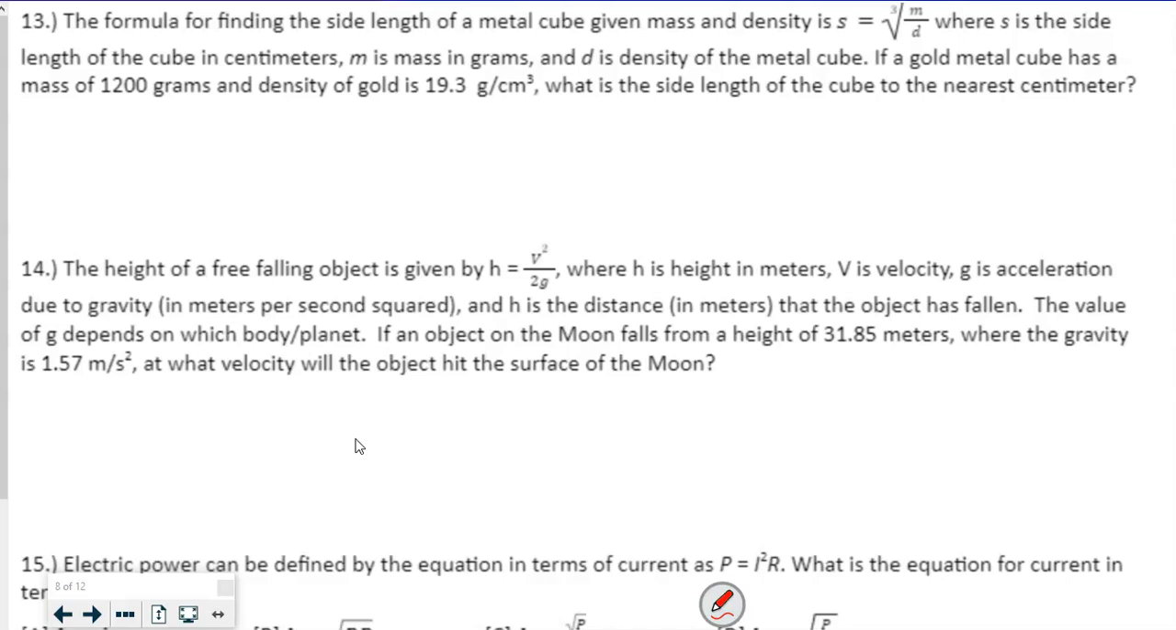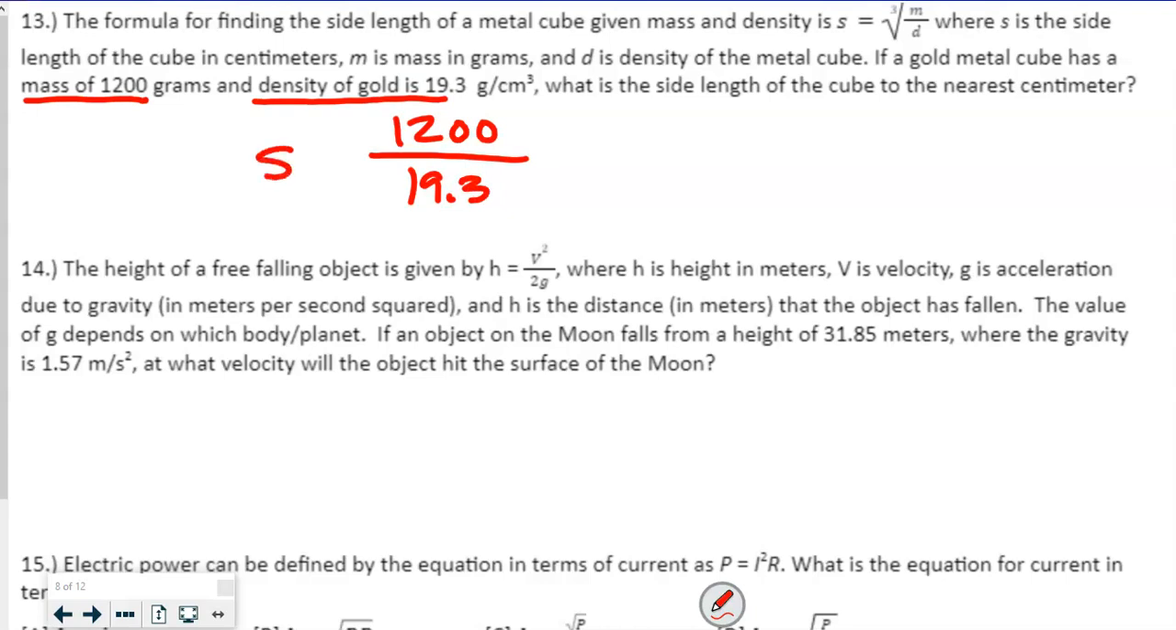Okay, here are our word problems. So the formula for finding the side length of a metal cube given mass and density is S is equal to the cube root of m divided by d, where S is the side length of the cube in centimeters, m is the mass in grams, d is the density of the metal cube. If the gold metal cube has a mass of 1200, and I notice that mass is on the top, so I'm going to put the 1200 on the top, and the density, that goes on the bottom, what is the side length?